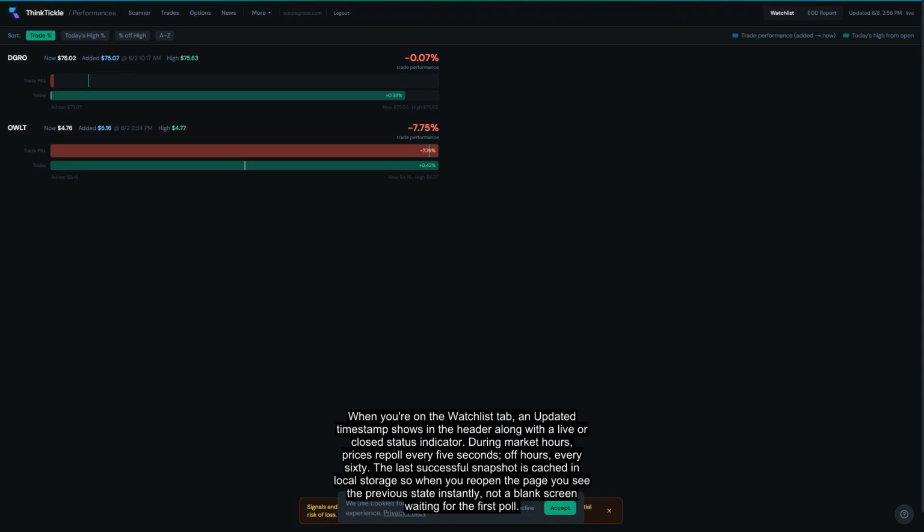When you're on the Watchlist tab, an updated timestamp shows in the header along with a live or closed status indicator. During market hours, prices repull every 5 seconds, off hours, every 60. The last successful snapshot is cached in local storage, so when you reopen the page you see the previous state instantly, not a blank screen waiting for the first pull.